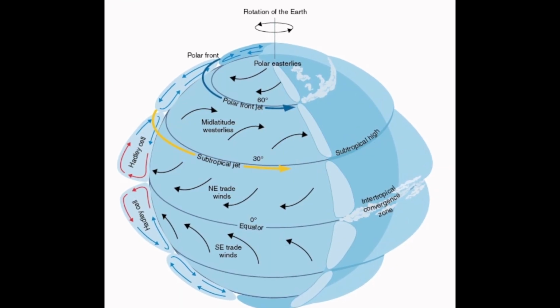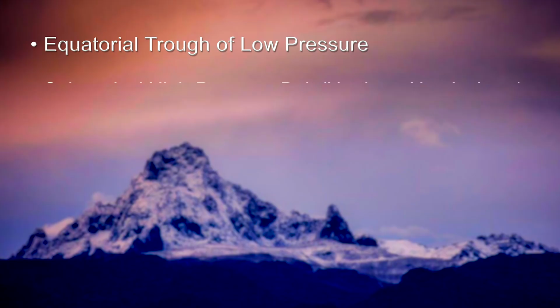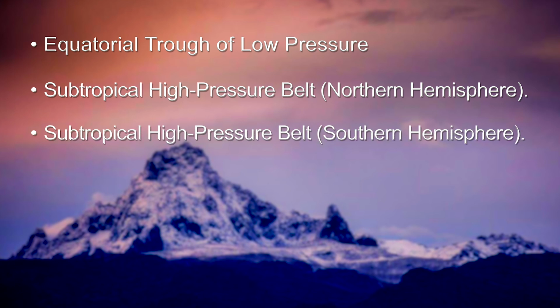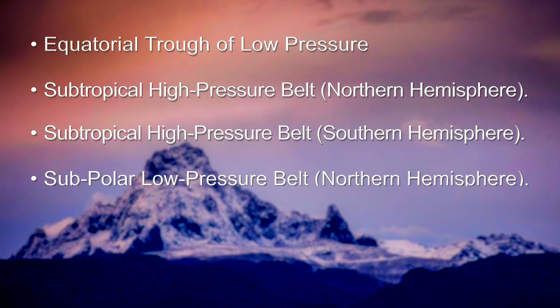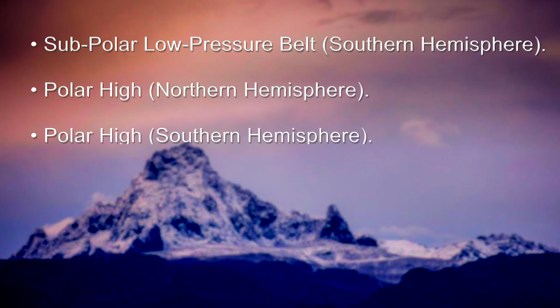In the polar regions, there are polar highs caused by extremely low temperatures and subsiding air. From the preceding discussion of the distribution pattern of the surface pressure on the rotating Earth with uniform surface, it emerges that there are in all 7 alternating low and high pressure belts on the Earth's surface: the equatorial trough of low pressure, the subtropical high pressure belt in the northern hemisphere, the subtropical high pressure belt in the southern hemisphere, the subpolar low pressure belt in the northern hemisphere, the subpolar low pressure belt in the southern hemisphere, the polar high in the northern hemisphere and the polar high in the southern hemisphere.